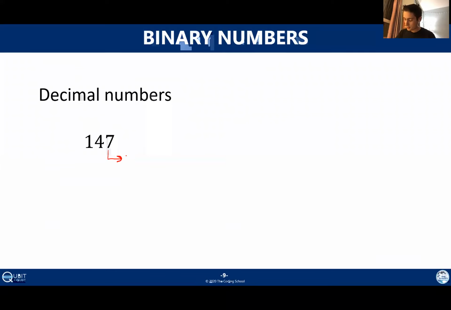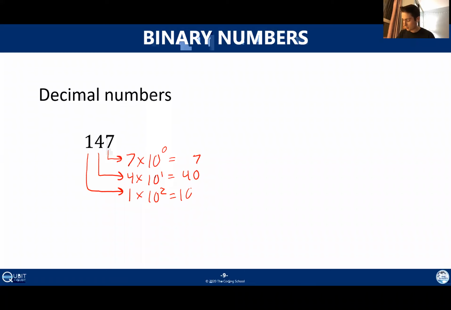We take, starting from the right of the number, the first digit and multiply it by a power of 10, to the 0 in this case. The second digit is multiplied by the next power of 10, third digit by the next power of 10. Now, if I go ahead and work out all of these numbers, we get 7, 40, and 100. And then if I add all of these together, sure enough, I get 147 out the other end.